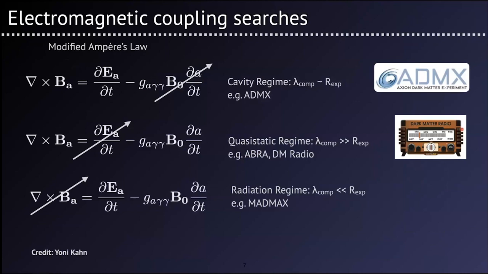In the cavity regime, the Compton wavelength of the axion is more or less on the same scale as the detector length scale, the characteristic scale of the detector. But in the lower frequency, quasi-static regime, this wavelength is much, much larger than the characteristic length scale of the detector. The experiment I'm going to focus on today is DMRadio, which falls into this category.